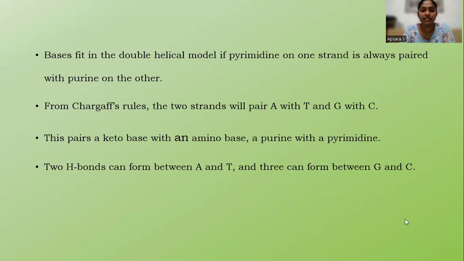This pairs a keto base with an amino base, a purine with a pyrimidine. The 2 hydrogen bonds can form between A and T, and 3 can form between G and C.